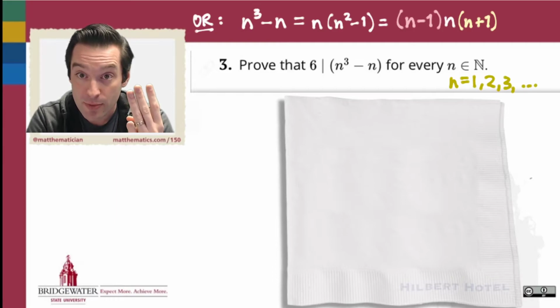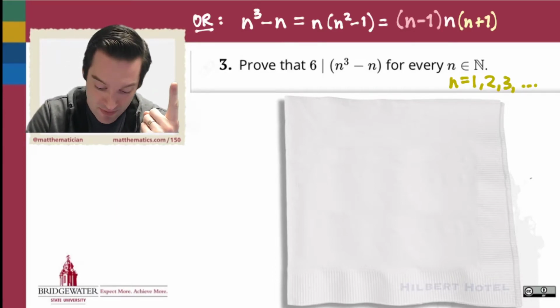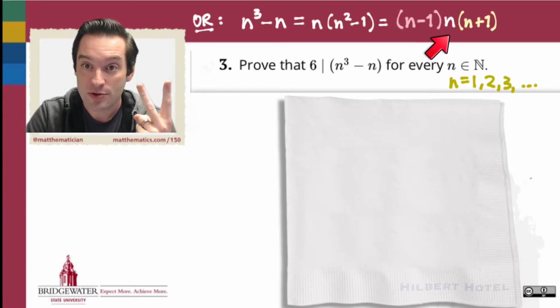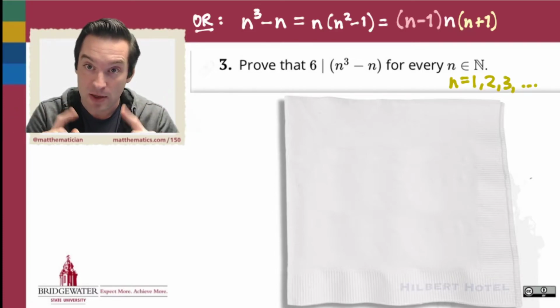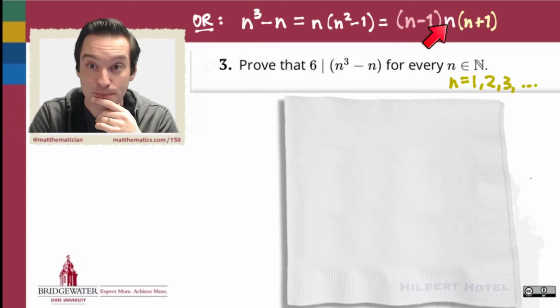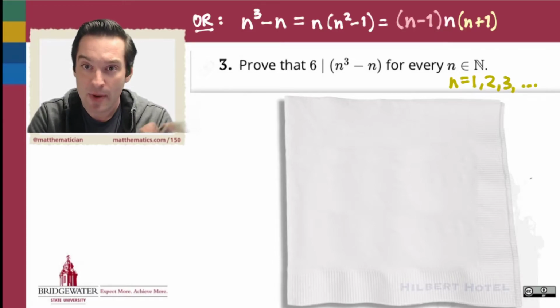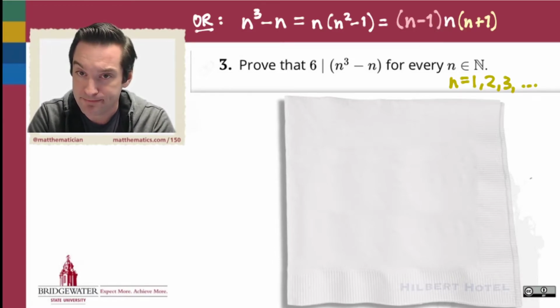And so from among three consecutive integers, either one of them is even if it's the one in the middle, or two of them are even if they're the first one and the third one, right? So at least one of these factors has to be even. And so we know that this quantity is divisible by 2. What can I say about whether this quantity is divisible by 3?